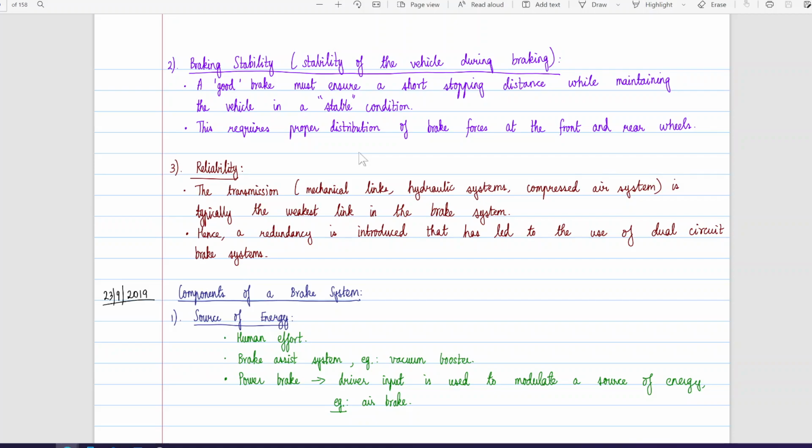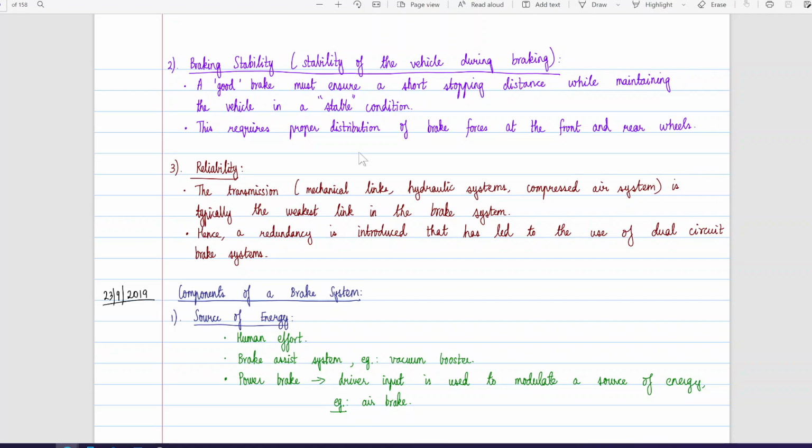Okay, this requires proper distribution of forces in the front and rear wheels. So what do we mean by stable braking? It means that your wheels should not lock. In case your front wheels lock, it results in loss of steerability. So if your braking force is higher than what your tire road interface can sustain, then you are going to go towards wheel lock condition.